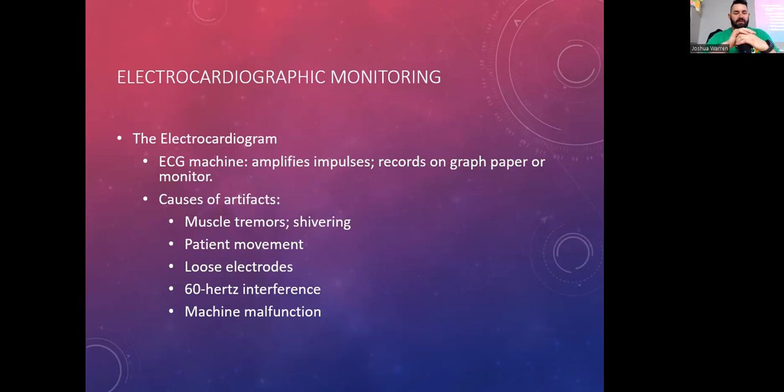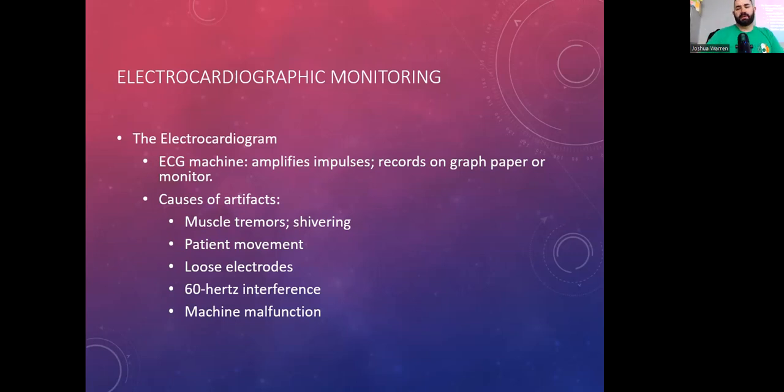We done talked about 60 hertz interference and then machine malfunction. Is it possible your machine could malfunction due to lack of care, mishandling, abuse, lack of calibration by monitor spec technicians that are supposed to come about 6 months to every year? The answer is yes. It very well could goof up.